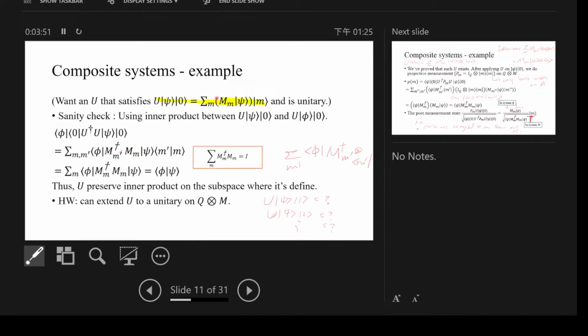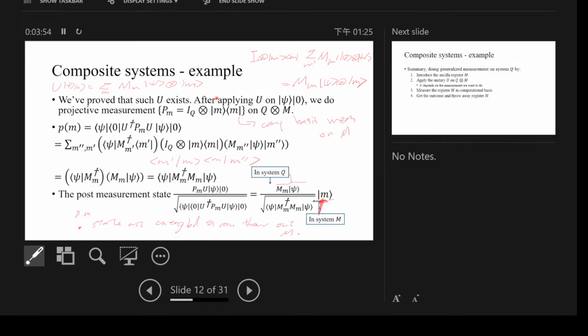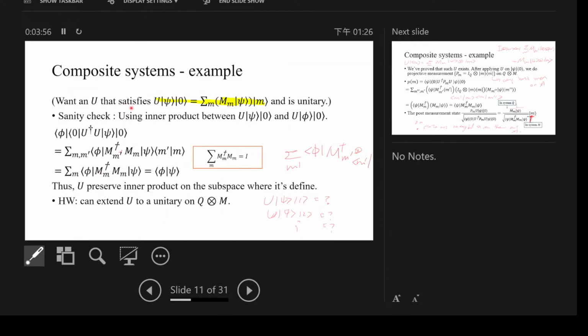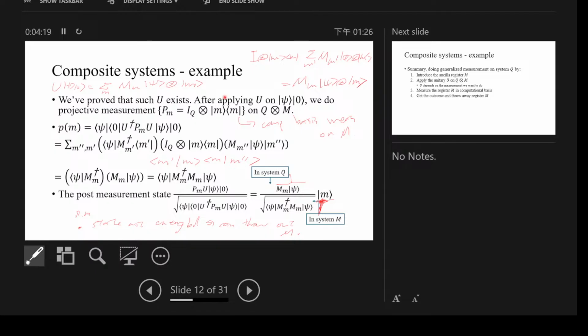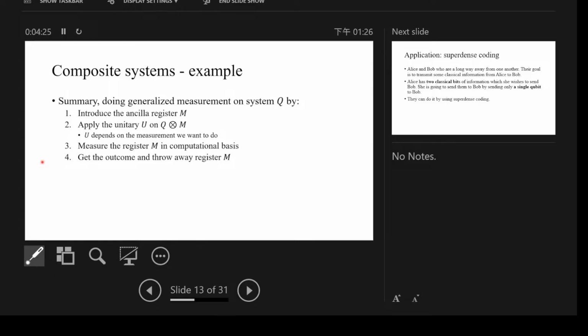And we kind of gave a proof. It's not quite complete, but we argue that you can actually find a U that has the desired property, where you apply this M sub m on your original system Q and turn your other system into the computational basis state |m>, and then you sum over different m. And then you do a whole bunch of calculations, and things work out. So this is the example of our composite system.